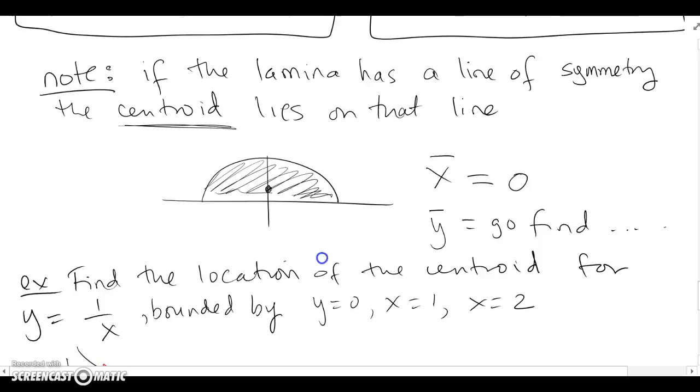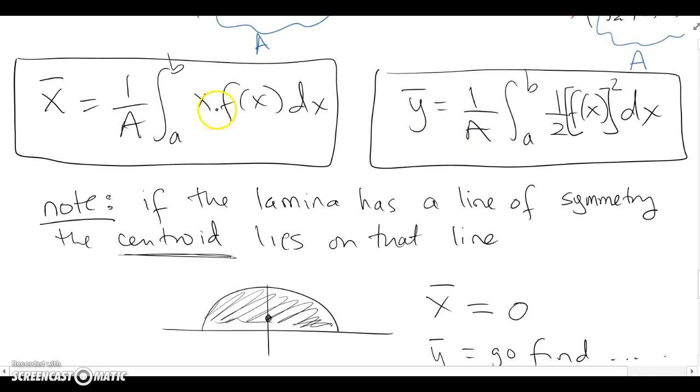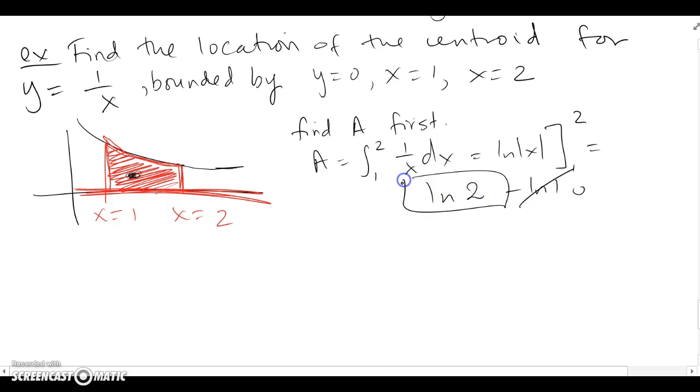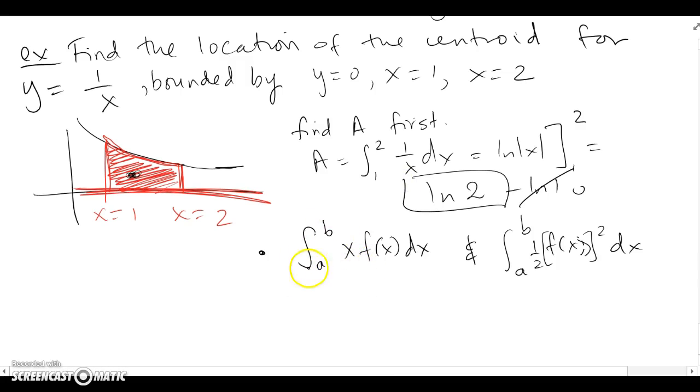But let's go ahead and compute using these two ideas, which is really just being able to do integrals. I'm going to find A first, which is just the area under the curve, and that's going to give us ln of x from 1 to 2, which will be ln of 2, because ln of 1 is 0. So we have our A value. Then we're going to find the integral of x f of x dx and the integral of a half f of x squared dx, and use them with this to find the centroid. So that's just going to give me the integral of 1 dx.